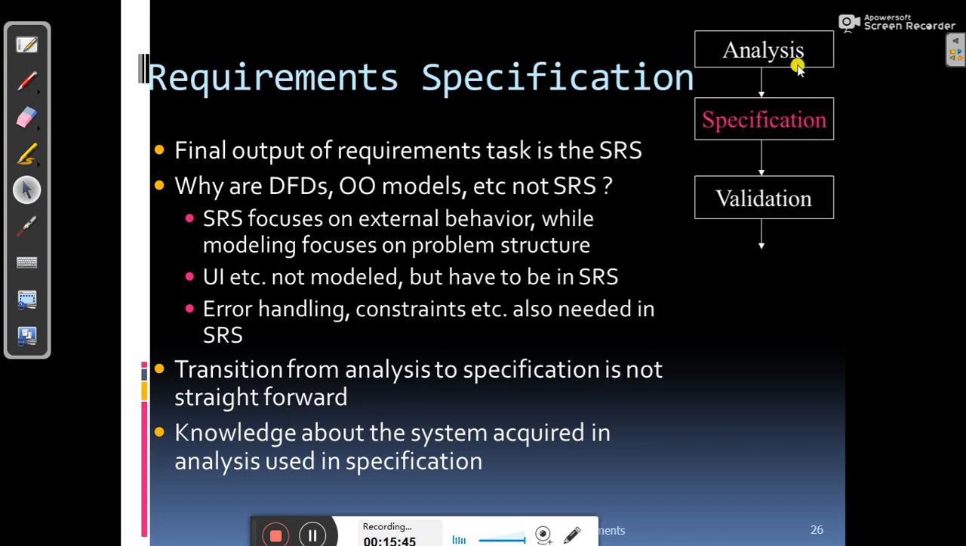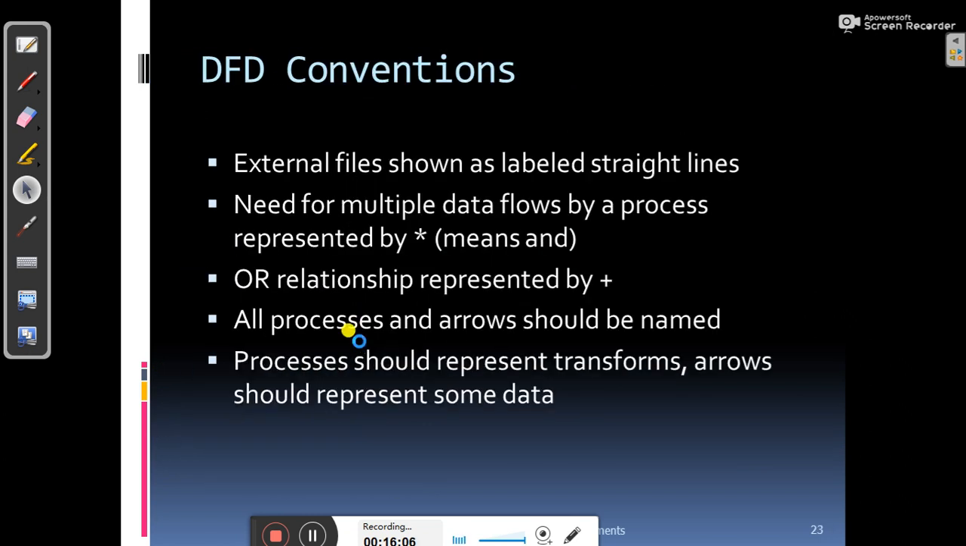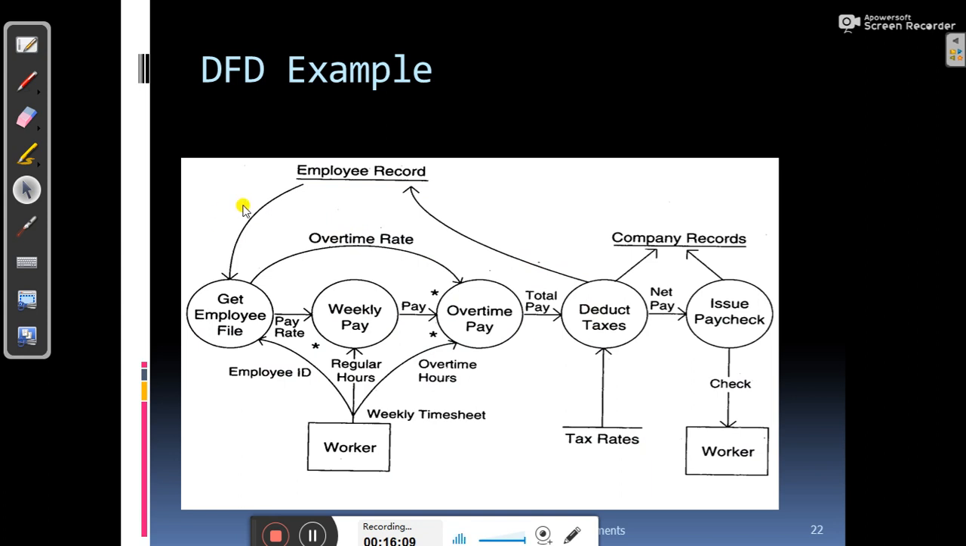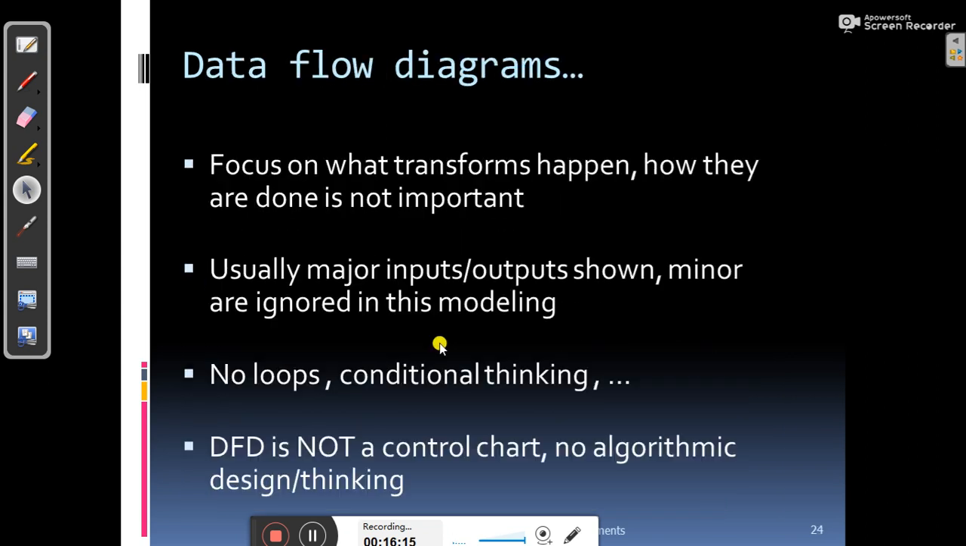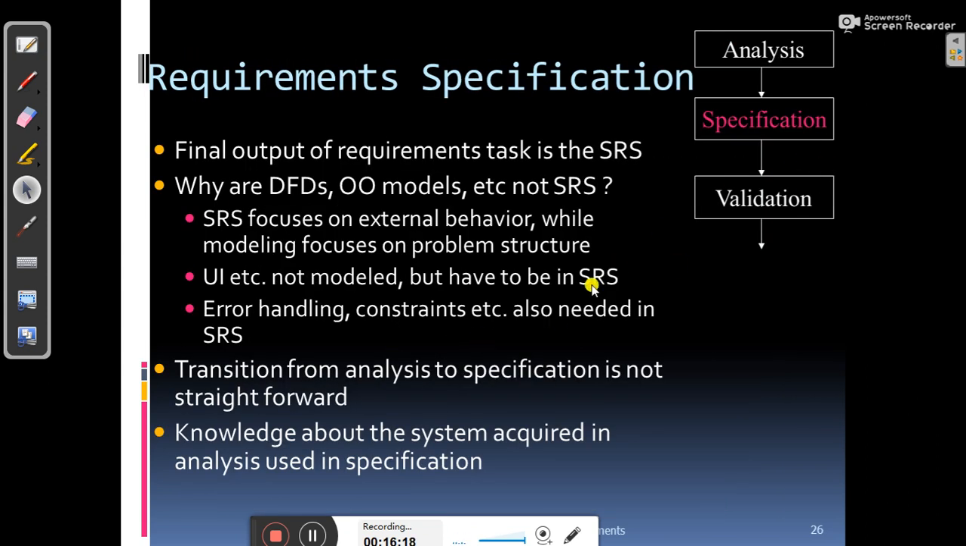After getting the analysis done, after knowing what needs to be done, you need to go for specification. So that transition phase is not so straightforward. The knowledge about the system acquired in the analysis is used in the specification. Whatever knowledge you gathered in the analysis phase, you need to use during the specification process. Suppose you have drawn some DFD like this. After analysis of this, you understand what needs to be done, and then that analysis needs to be input into the specification process.